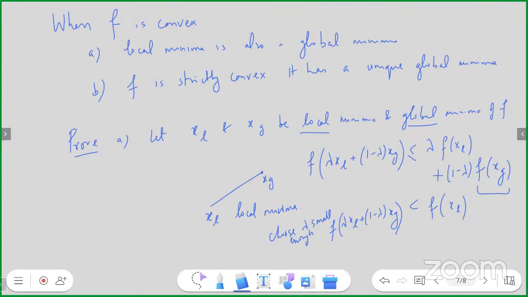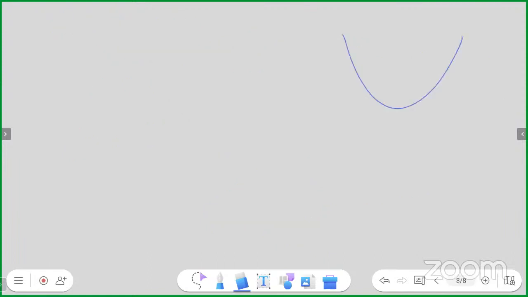Because f of xg is by definition a global minima, while xl is only a local minima, it had better be that f of xg is strictly less than f of xl. Otherwise, what's the difference? Then you can create a point disproving the fact that xl is a local minimum. Okay. We'll do that some other day. I want to do something else also. So B is strictly correct.